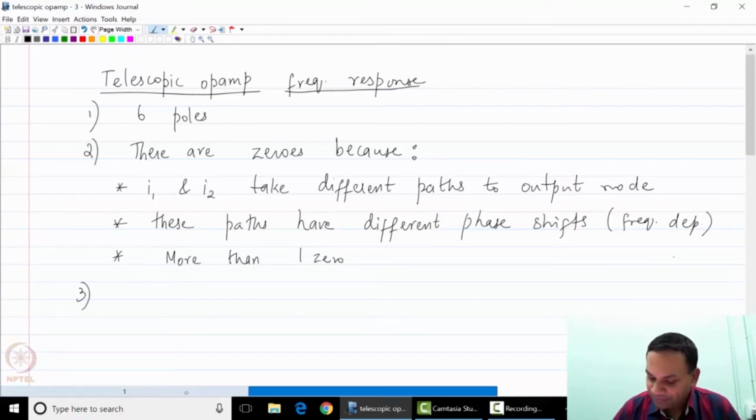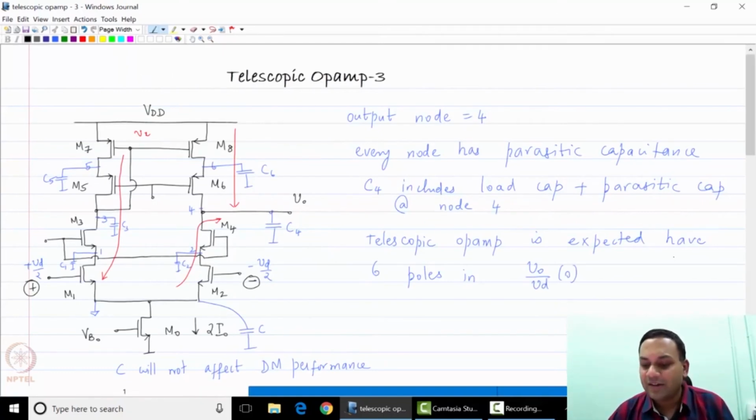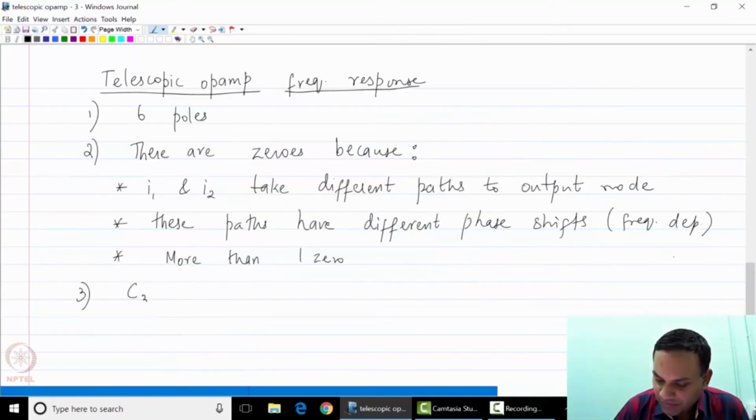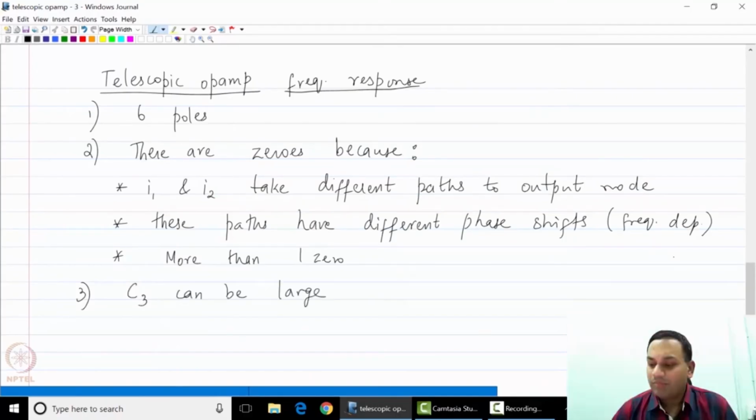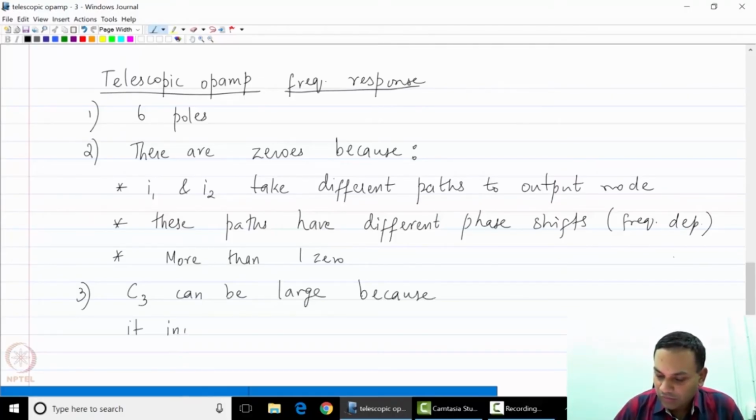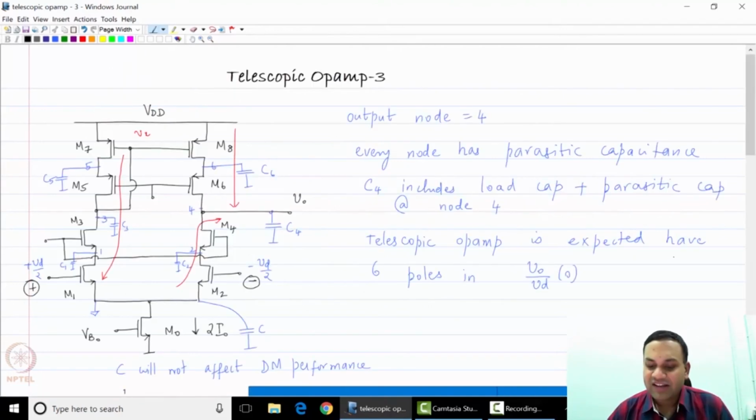Now number 3, we'll go back to the main circuit. We noted that there are 6 poles, we noted that there are zeros. The third thing we will note is that the capacitance C3 can be large because it includes the gate source capacitance of M7 and M8.